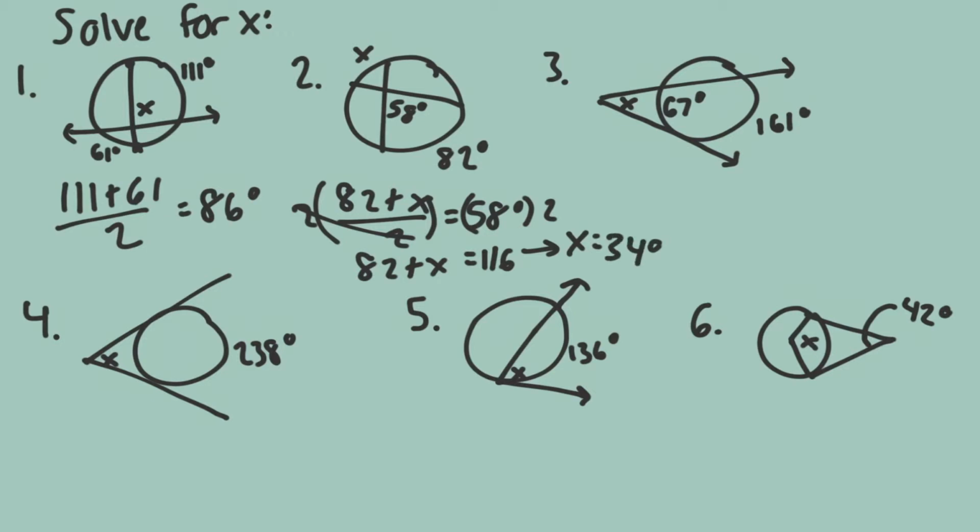For this next one, the intersection is outside the circle, so we want to do the big arc minus the small arc divided by 2, and that's 47 degrees.